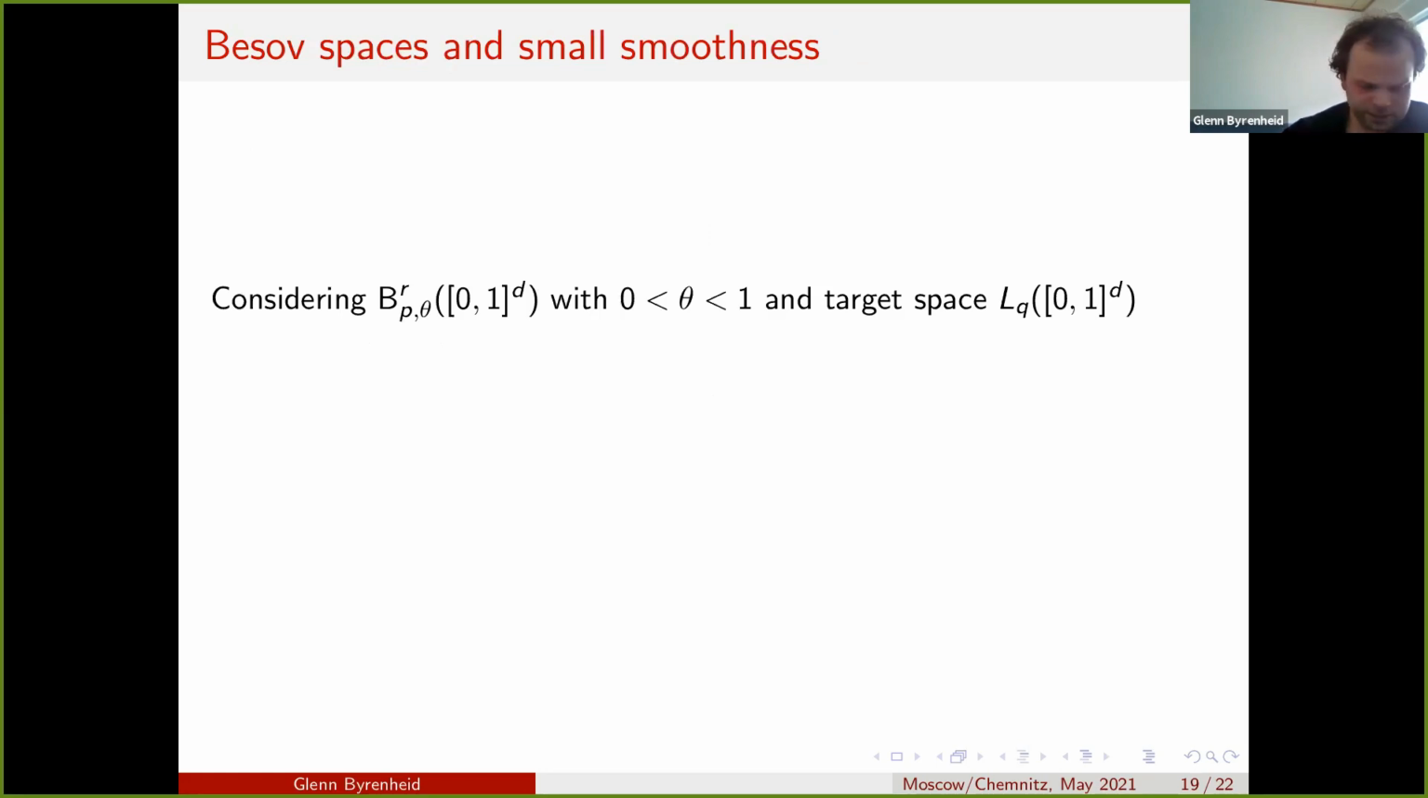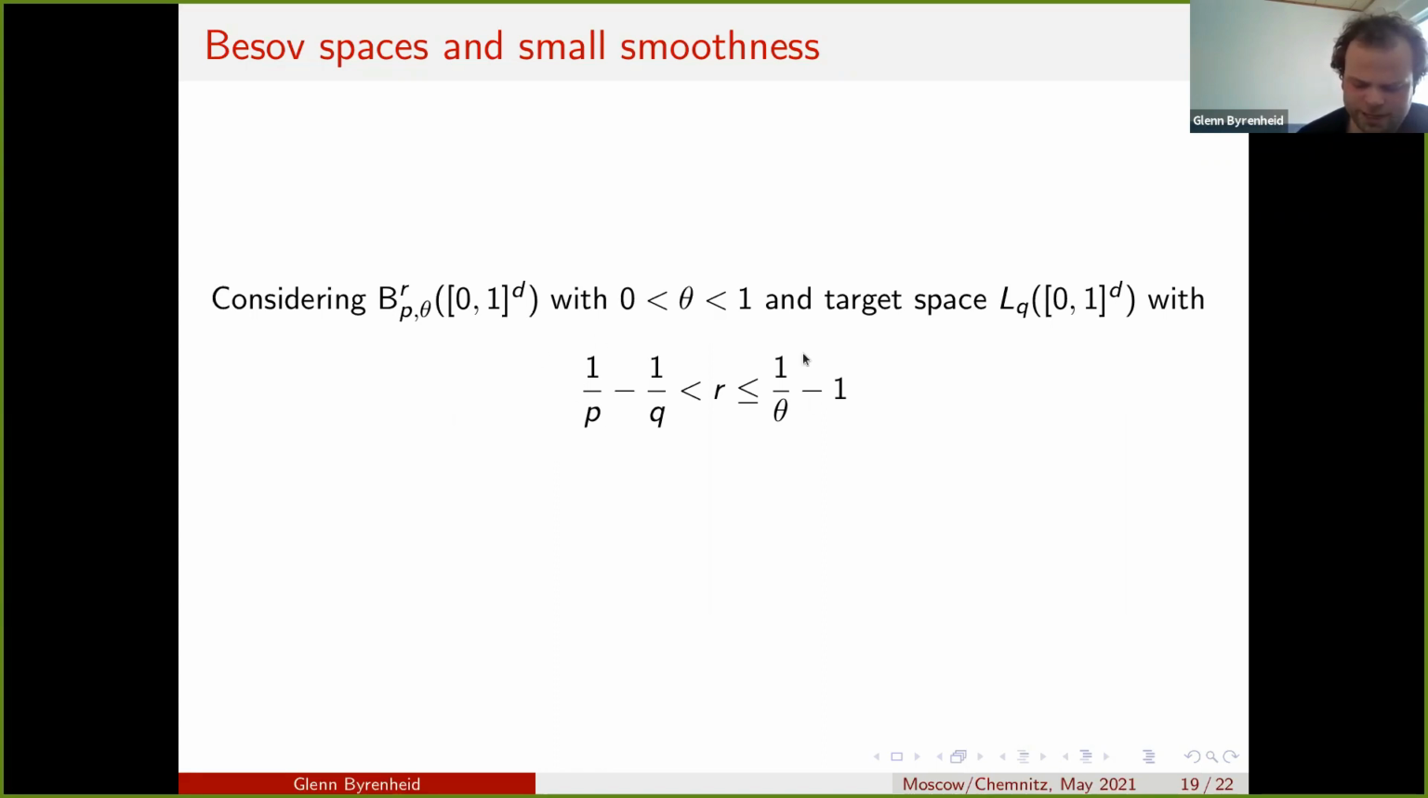Okay, let me quickly explain an interesting case in connection with this sparse approximation. This is the so-called case of small smoothness. For that purpose, we consider Besov spaces with small fine index, in our case a fine index between 0 and 1. And we want to measure our error in the space L_q. Interesting is the case where r is between 1/p minus 1/q and 1/theta minus 1.